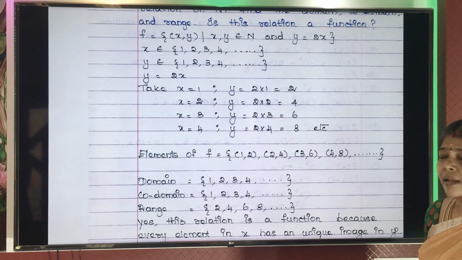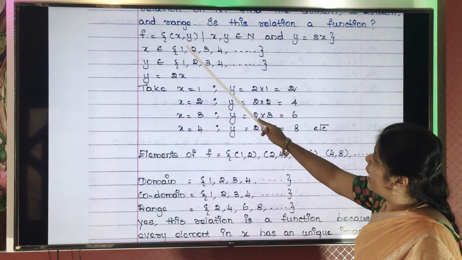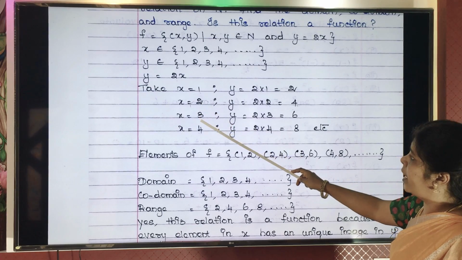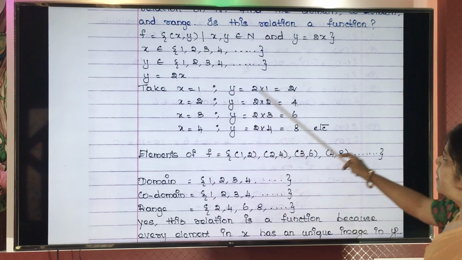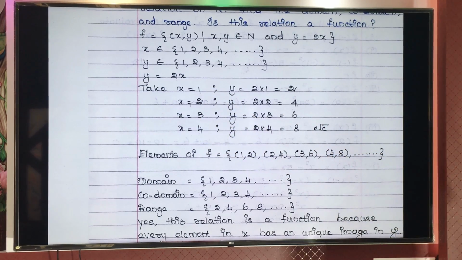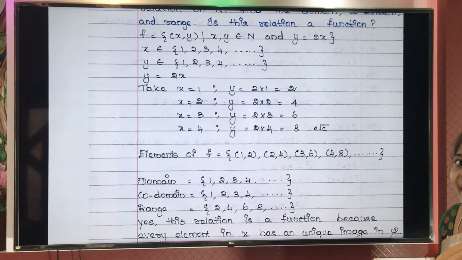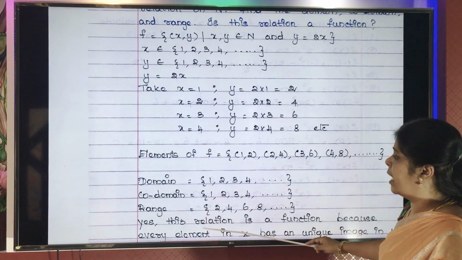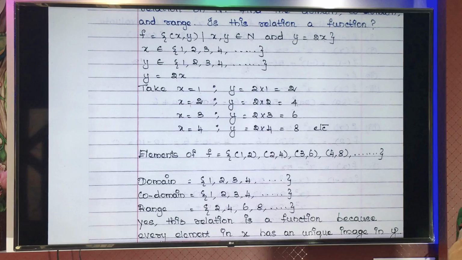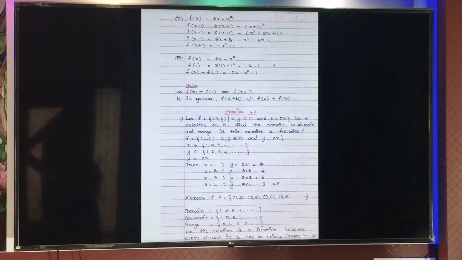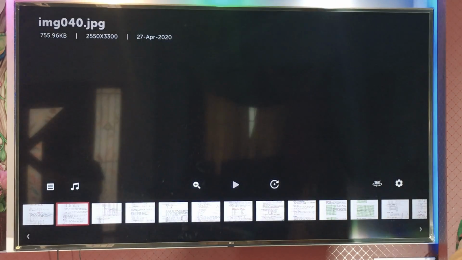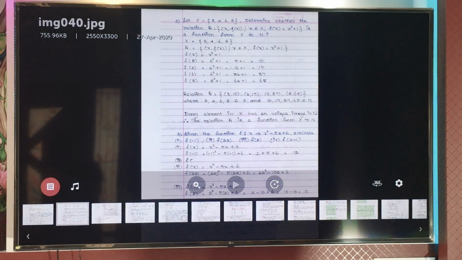You know why? Because for all the elements in X, can you see? 1, 2, 3, 4. For all the elements in X, there is one and only one image in Y. So both the conditions for a function are satisfied. Therefore, we say this relation is a function. Have you all understood? Yes? Okay. Now, let us pass on to the next sum.